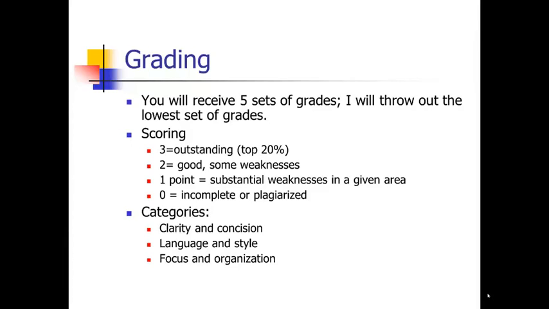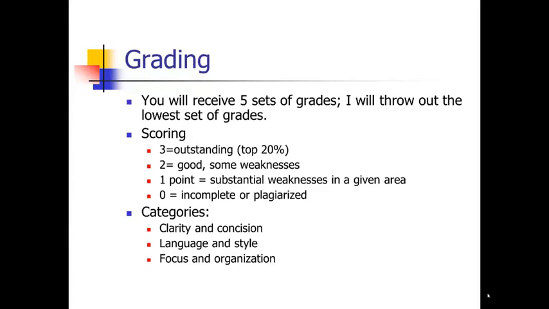So 3 is really going to be for the most outstanding papers, the top 20%, so about 1 in 5 papers. If they did a really, really good job on the particular category, you can score them as a 3. If they did a good job, but they have some weaknesses in that particular category, kind of more of an average, they're kind of average in the group, that would be scored as a 2.